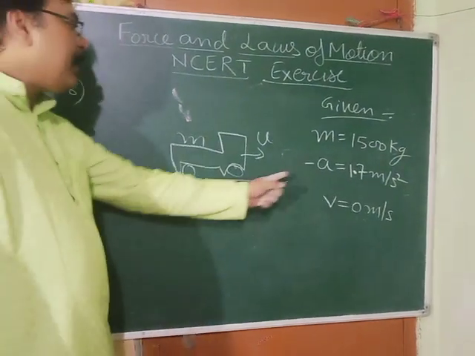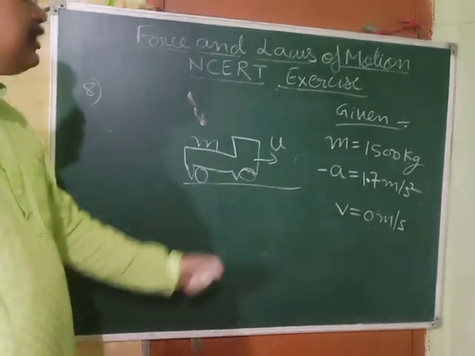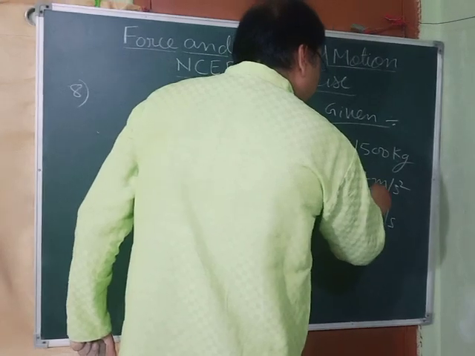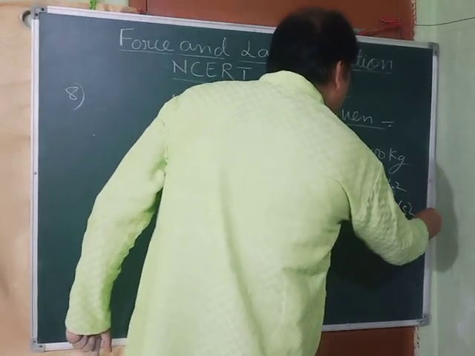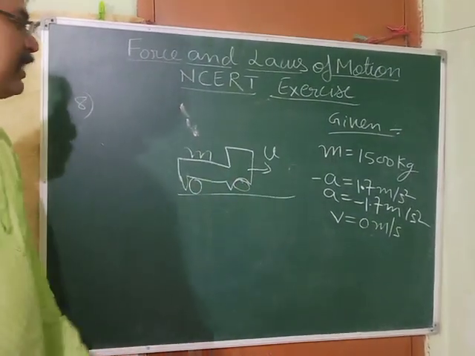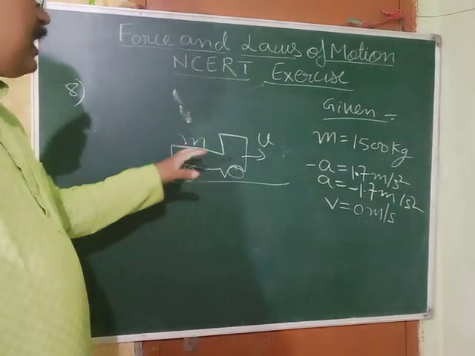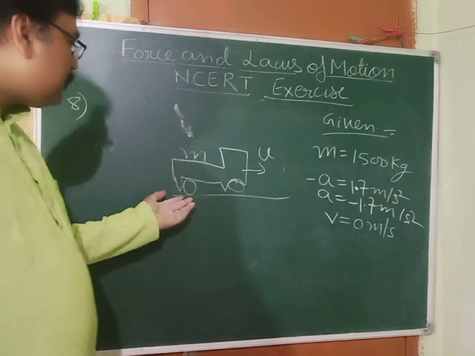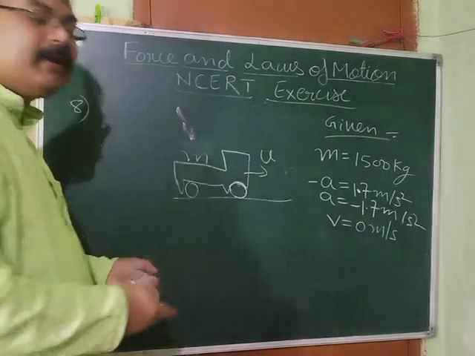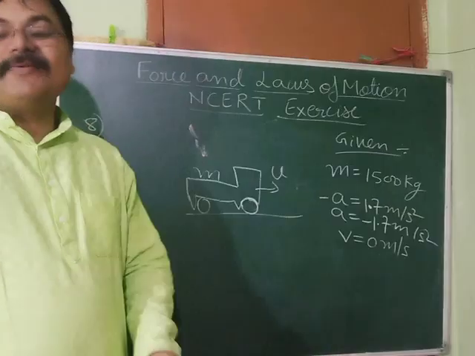And then a negative acceleration is applied. Negative acceleration means obviously you are applying the brake. So retardation is acting, and we can write this as minus 1.7 meter per second square. And then finally it comes to rest. Now what do we have to find out? As it is coming to rest, it is coming to rest due to friction. Even when the brakes are applied, due to friction only it comes to rest. So what is the frictional force between the road and the wheel, that we have to find out.